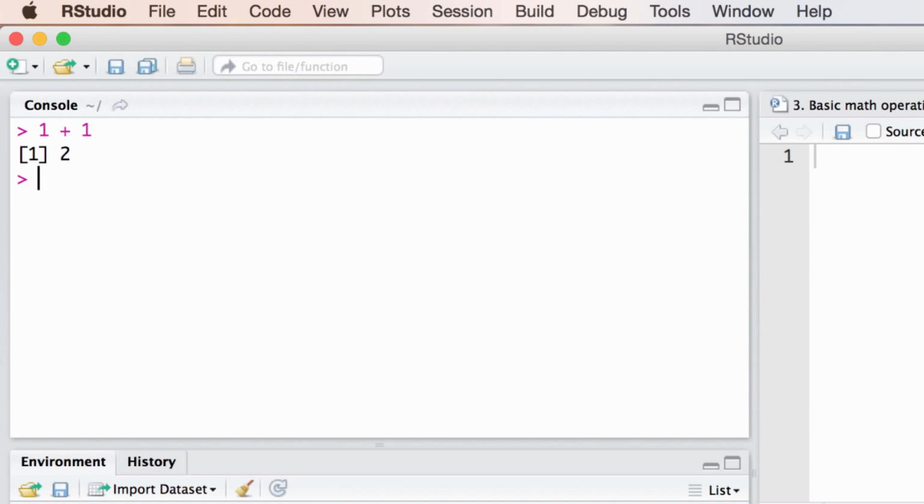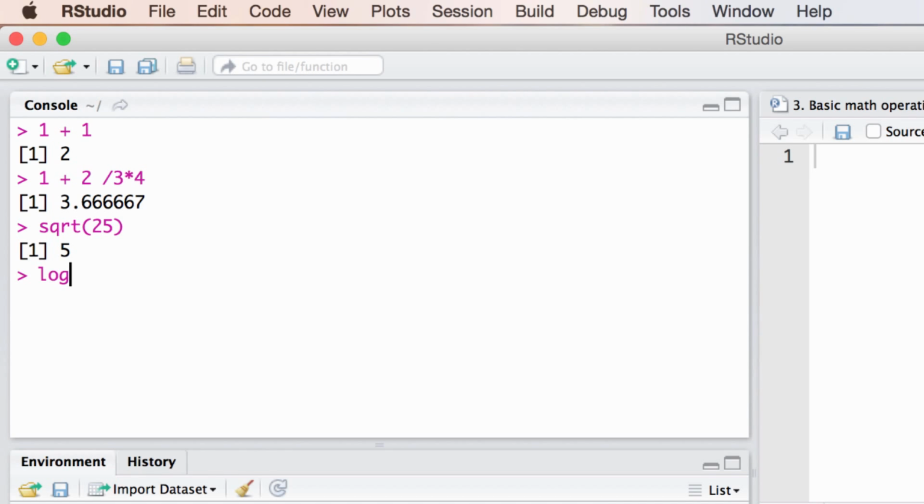I can also do something like this: 1 plus 2 divided by 3 multiplied by 4. That will do the calculations accordingly and throw you out the result. If I want to find the square root of a number, I can type sqrt and 25, square root of 25, it will give, and that will be 5.